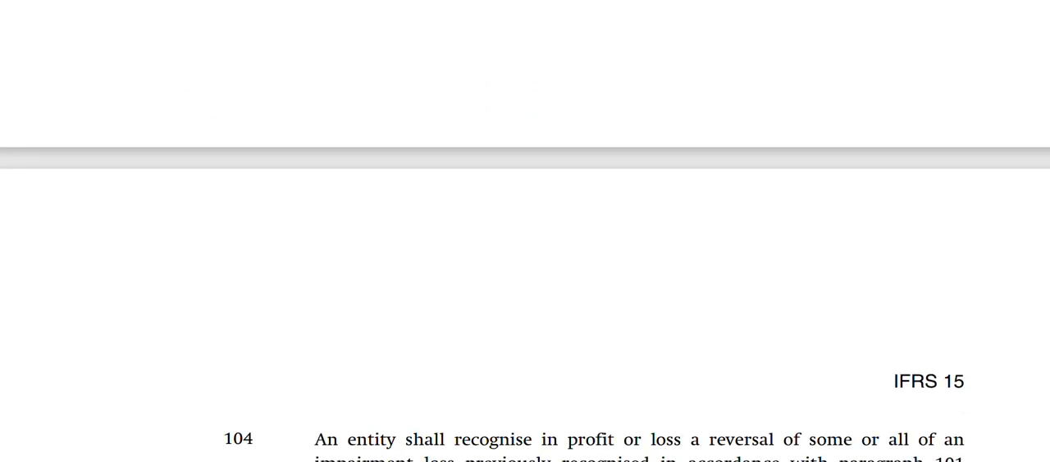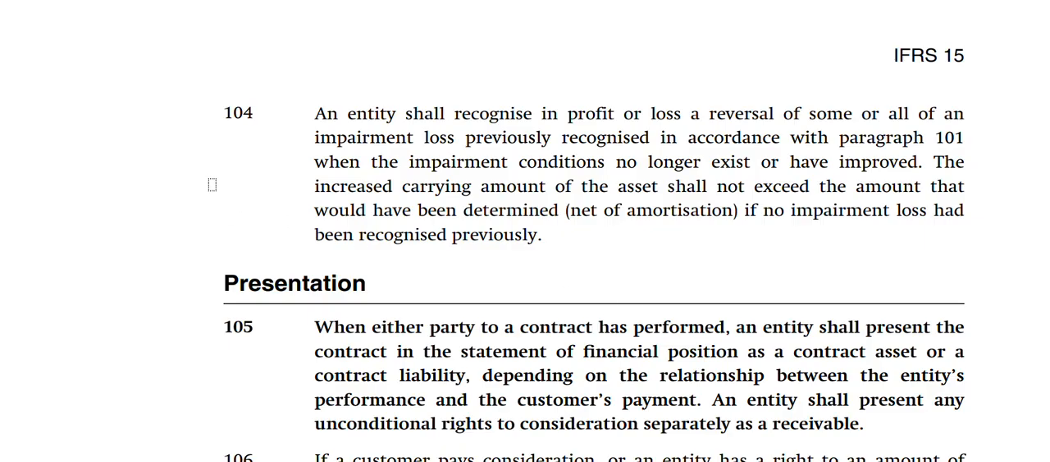Let's move to the next paragraph, which is 104. An entity shall recognize in profit or loss a reversal of some or all of the impairment loss previously recognized in accordance with paragraph 101 when the impairment conditions no longer exist or have improved. The increase in the carrying amount of the asset shall not exceed the amount that would have been determined if no impairment loss had been recognized previously.